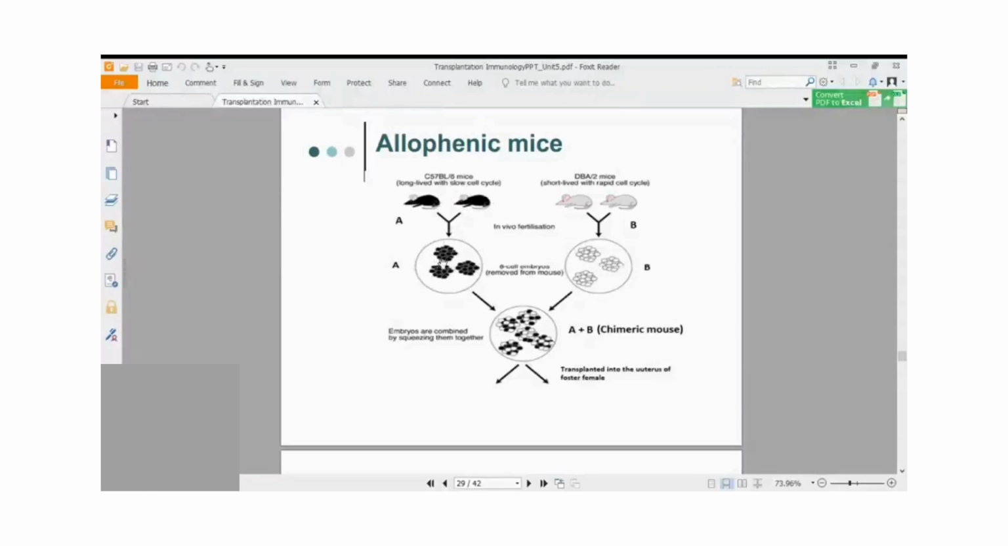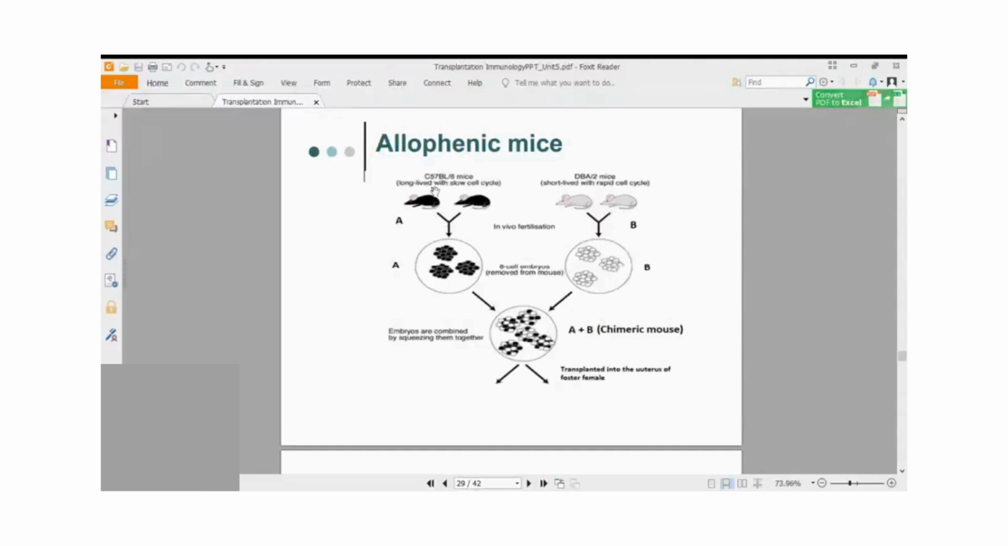In the examination, there is no need for you to draw the mice and all these things. You just mention first the strain of the mice, that is C57BL6 mice and DBA2 mice. Then afterwards you call them A and B strain and proceed with the process as shown in the schematic diagram.